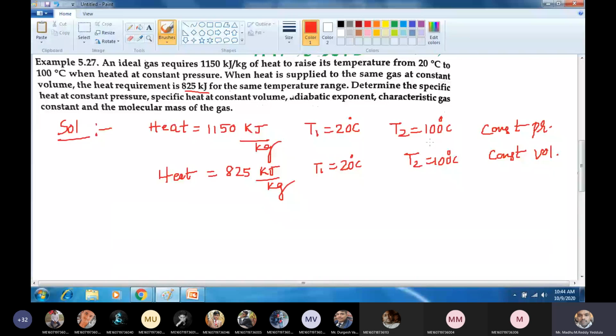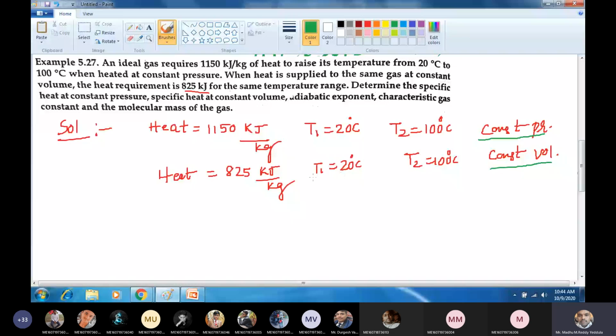So he took two processes here, constant pressure as well as constant volume process. During the constant pressure process, in order to increase the temperature from 20 to 100 degrees centigrade, he required this much amount of heat. Whereas if the process is carried out at constant volume, to increase the temperature from 20 to 100 degrees centigrade, he required this much amount of heat.